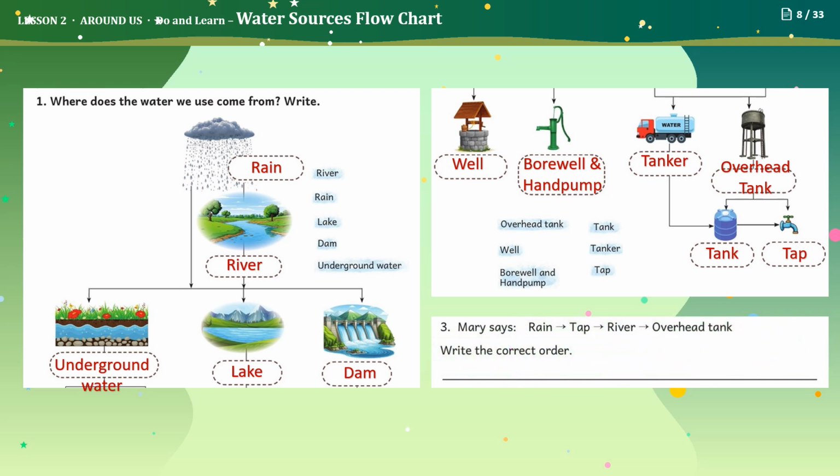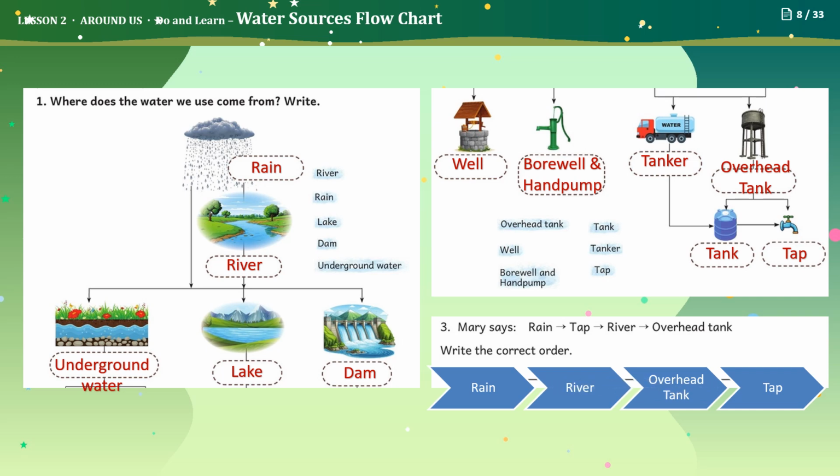So Mary says rain, then tap, then river, then overhead tank, which is wrong. We need to write it in the correct order. First comes the rain, then river, then overhead tank, and last the water comes through the tap.